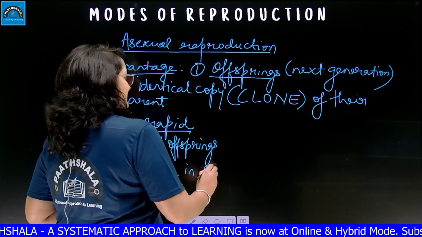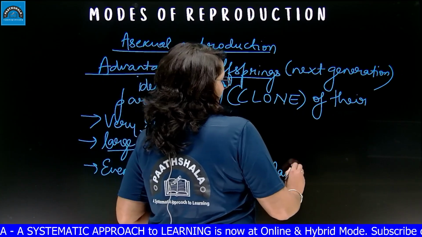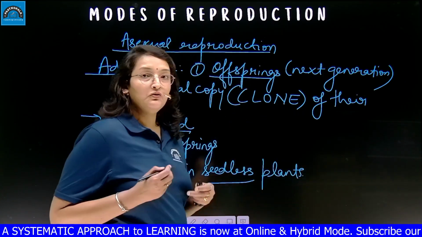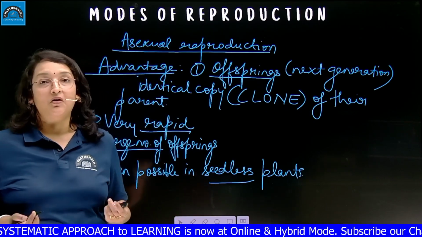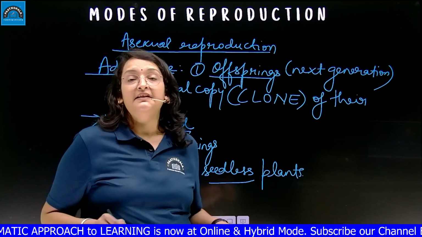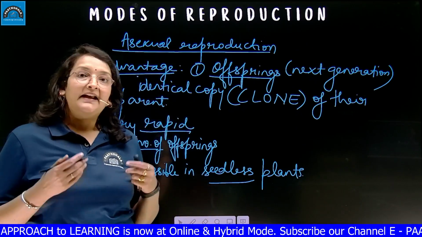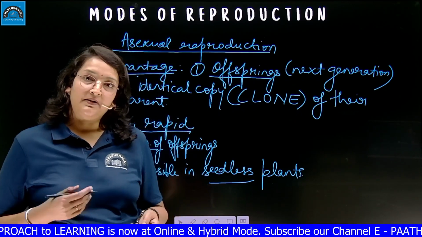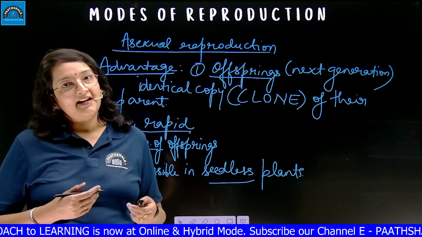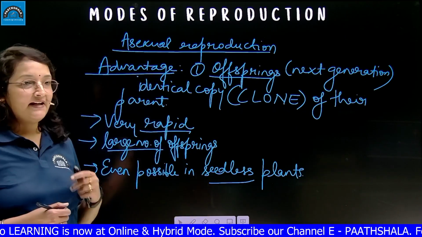in seedless plants. We say that a new plant always needs a seed to form. But in such plants where there is no seed formation, asexual reproduction will take place, and because of that asexual reproduction, even the seedless parents can produce the next generation. So these are the advantages of asexual reproduction.